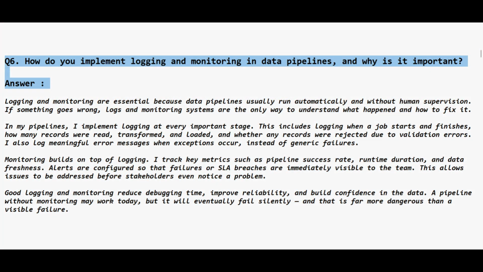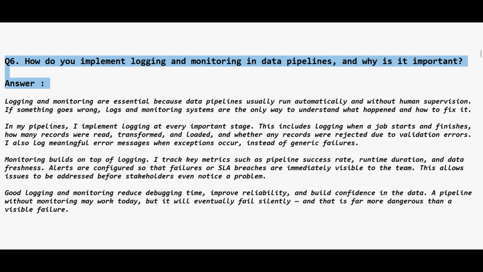Question 6. How do you implement logging and monitoring in data pipelines, and why is it important? Answer. Logging and monitoring are essential because data pipelines usually run automatically and without human supervision. If something goes wrong, logs and monitoring systems are the only way to understand what happened and how to fix it. In my pipelines, I implement logging at every important stage.